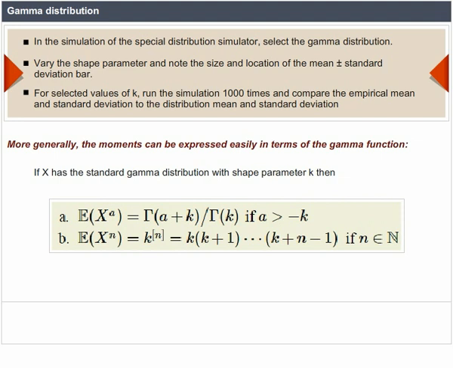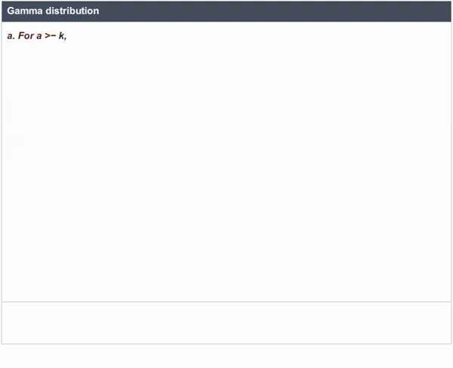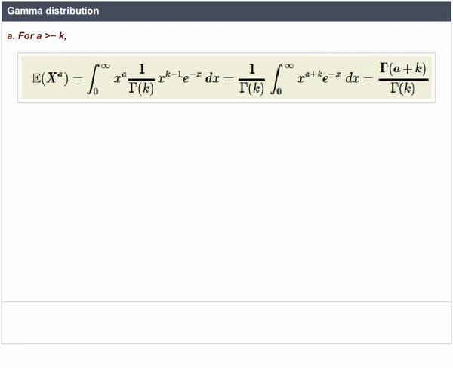For a > -k, E(X^a) = ∫₀^∞ x^a (1/Γ(k)) x^(k-1) e^(-x) dx = (1/Γ(k)) ∫₀^∞ x^(a+k-1) e^(-x) dx = Γ(a + k) / Γ(k).